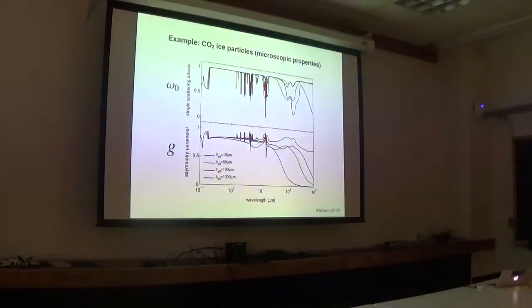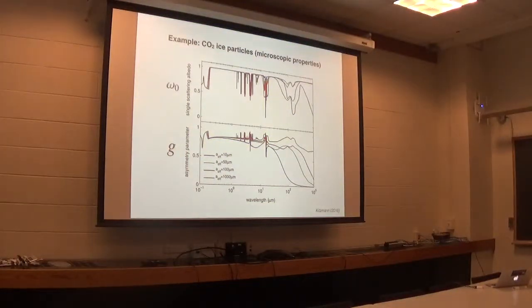So let me just write it down. So this is the opacity, and this is the integrated line strength, and this is the line profile, which is assumed to be a Voigt profile.